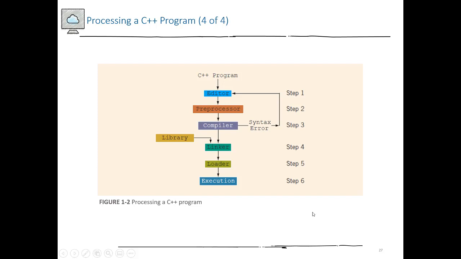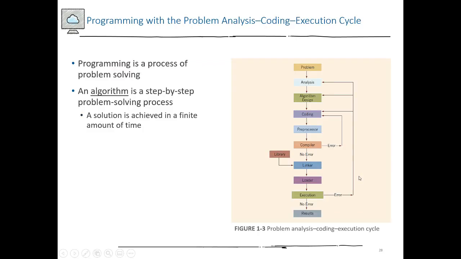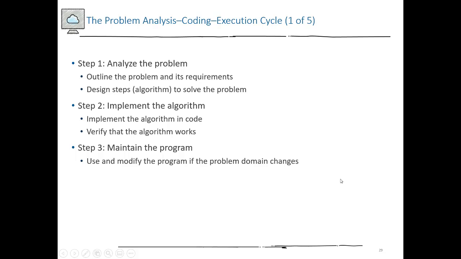So here are the steps to processing a C++ program. As you can see, step 1, 2, 3, 4, 5, 6, execution, and if something doesn't work, you go back to the previous steps. Here's a program analysis or coding execution cycle in detail, and it'll tell you what the different steps are in executing your code. There are several steps to the coding execution cycle.